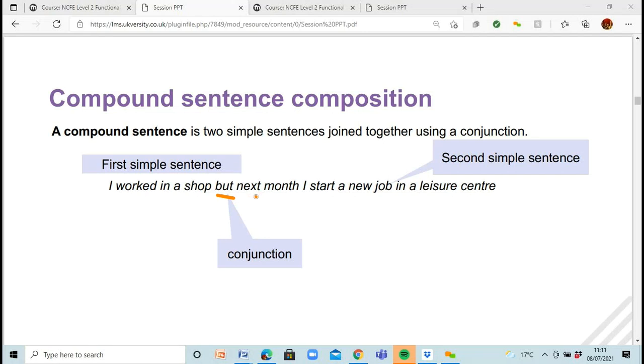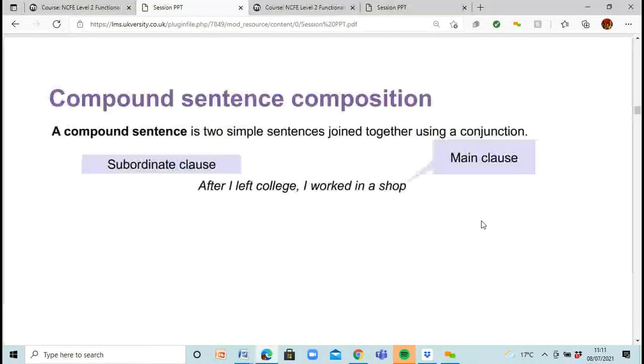But again, when you're writing these down, they're too simple and there's too many full stops, too many separate sentences. You want to look like you know exactly what you're doing. You want to make your work a little bit more professional. So it's nice to have conjunctions in, things like but, and, then. So a compound sentence, again, is using two simple sentences.